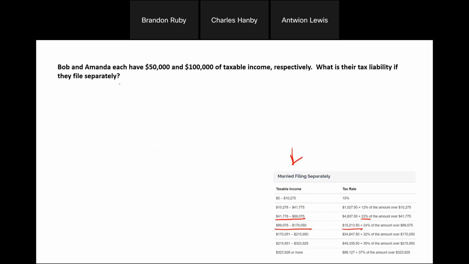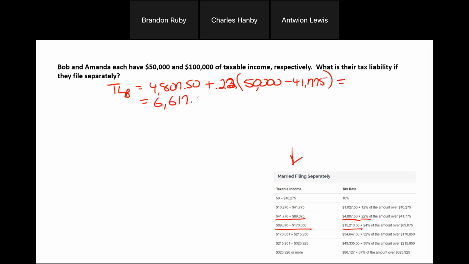So the tax liability for Bob is $4,807.50 plus 22%, 0.22 times 50,000 minus 41,775. That's $6,617.